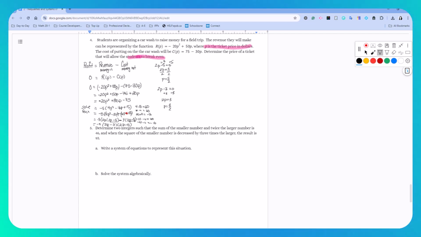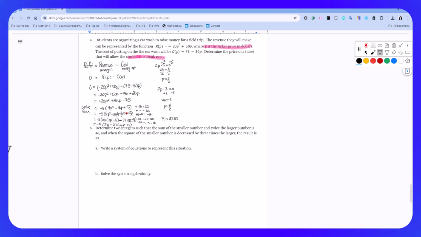Now that I have those, I can come up with the two prices. These are actually the prices, p. So price 1, that's going to help me break even, is going to be, as a dollar value, 5 divided by 2, which is $2.50. And the price 2, that's going to help me break even, is $1.50.